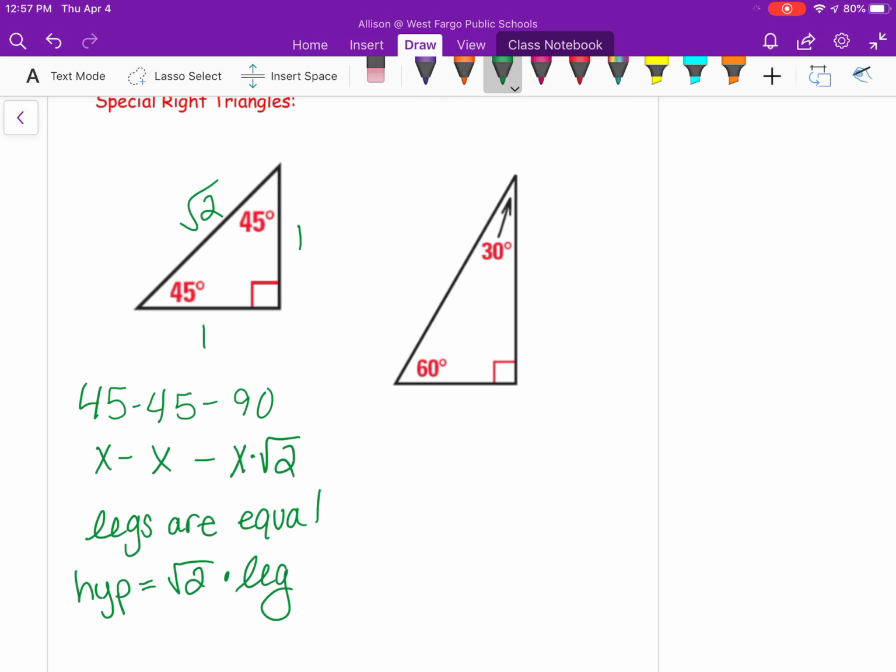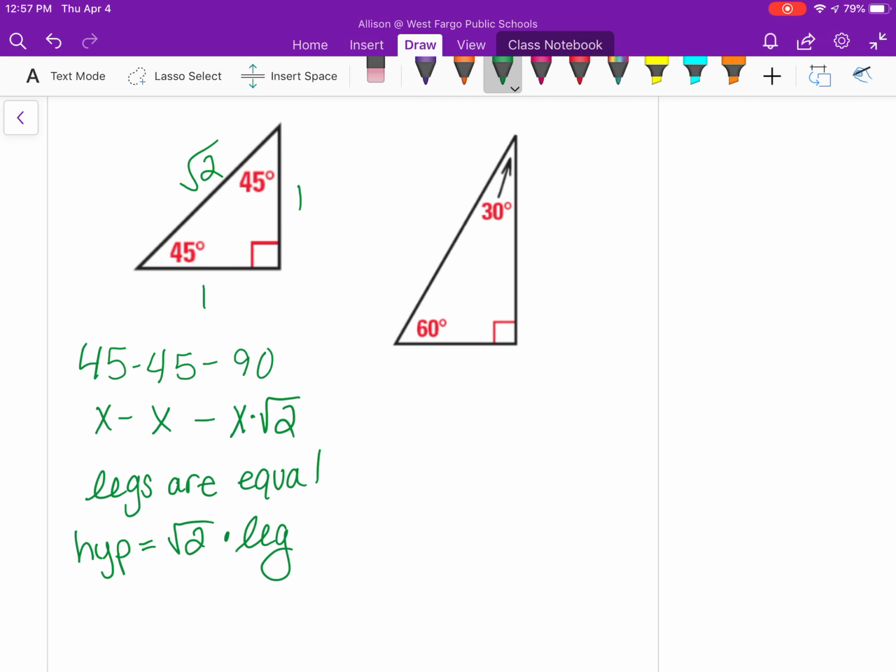If you have a 45-45-90 triangle that you're trying to solve for, you're either going to be multiplying by the square root of 2 to find the hypotenuse, or if you need to solve for the leg, you're going to be dividing by the square root of 2. Because if you have this formula, then the leg would be the hypotenuse divided by the square root of 2. So either way, square root of 2.